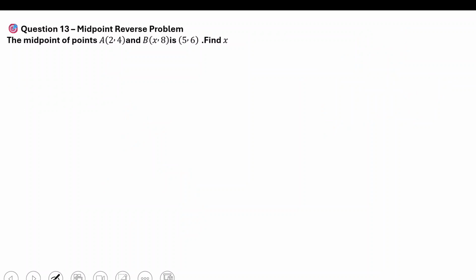Okay, so the midpoints, A is 2 and 4, and B is x and 8, the midpoint is 5 and 6. Find x. So this is the midpoint of these two coordinates. So you know the midpoint formula.